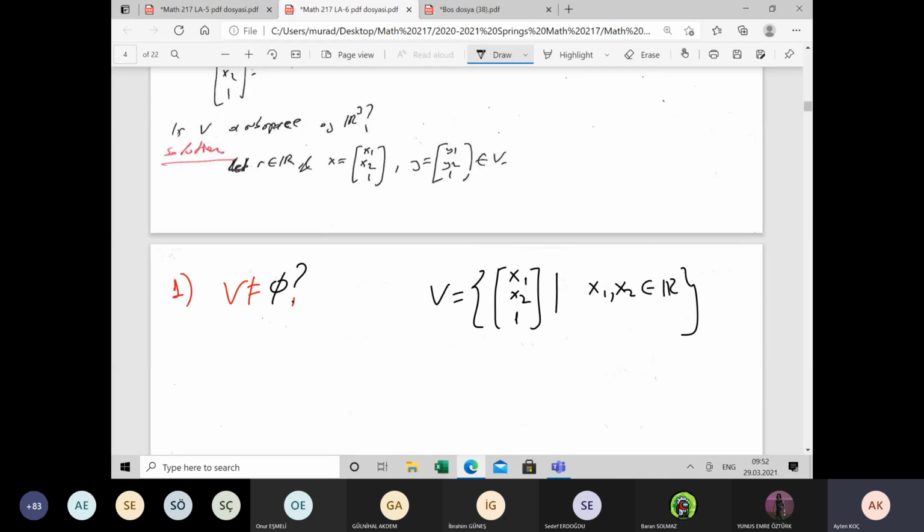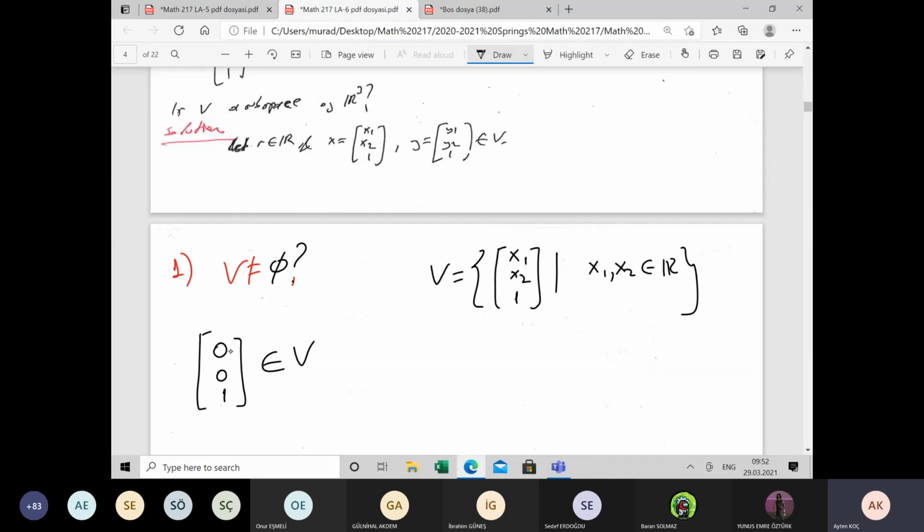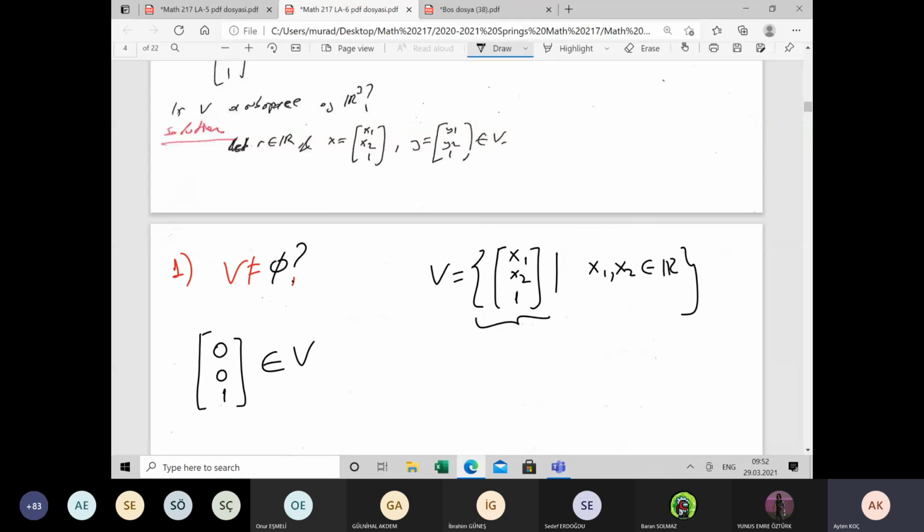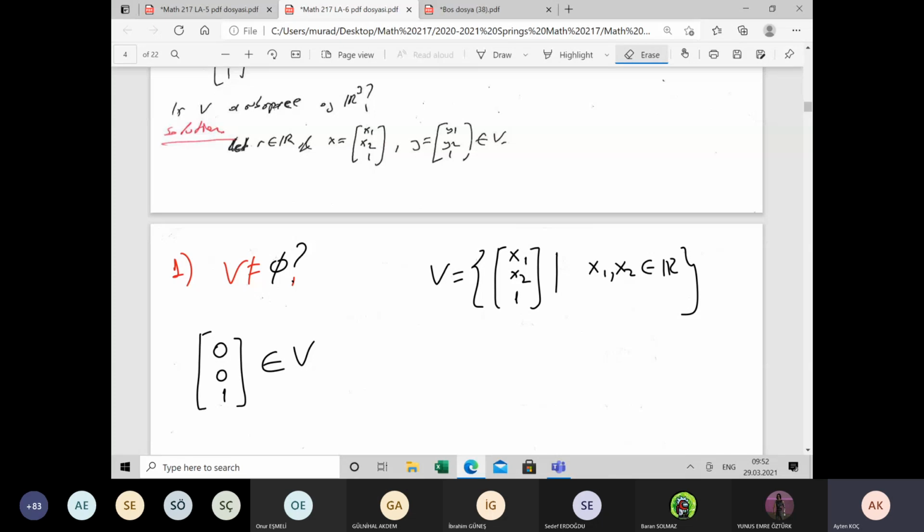Yes, non-empty. Look at this one: 0, 0, 1. This is in V, because the first one is not important, the second one is not important, but the third one should be 1. Any real numbers, but the third should be 1. So this vector is in V because it is in this form. So V is not an empty set.